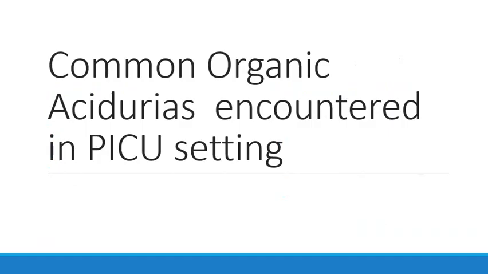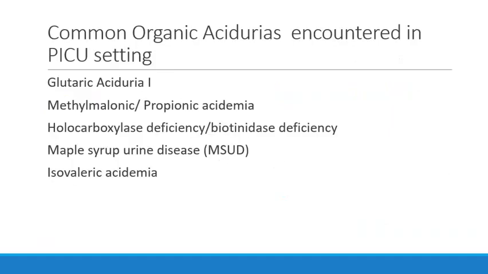We will discuss today, inshallah, glutaric aciduria type 1, and methylmalonic and propionic acidemia, both of them discussed together, and then holocarboxylase deficiency, maple syrup urine disease, and isovaleric acidemia. The discussion will be through case presentation.